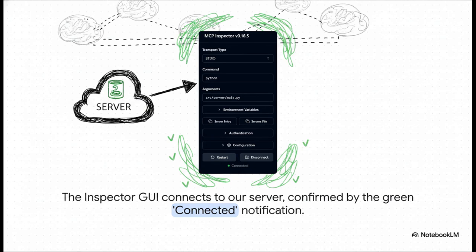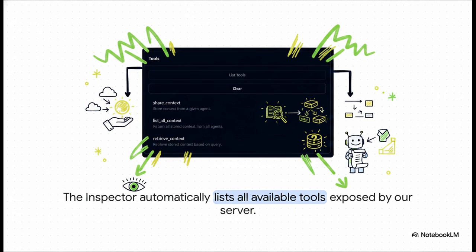We're in business. And this is the magic moment. The second we connect, the inspector asks our server, hey, what can you do? And boom, it automatically discovers the 3 tools we just defined: share context, list all context, and retrieve context. That confirms that our server is working and advertising its skills correctly.